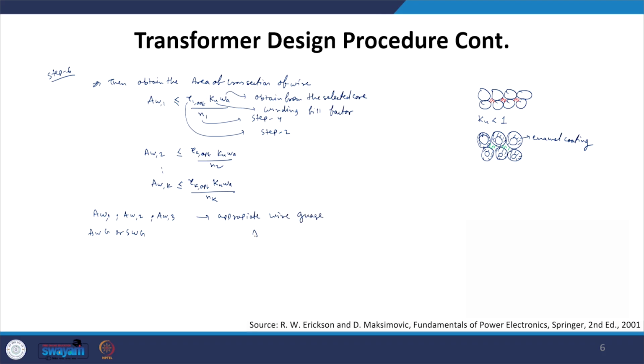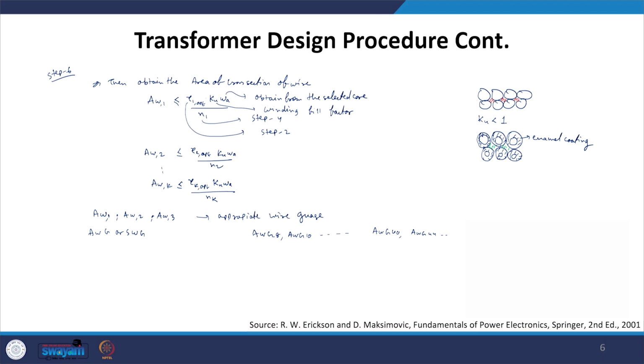It could be AWG 8, 10 and so on, it keeps on going, AWG 40, 44 also you have. So all those wire gauges are there, from that very standard list you can select those wire gauges which satisfy this particular criteria, and then select the maximum area of cross section of the wire which satisfies this criteria.